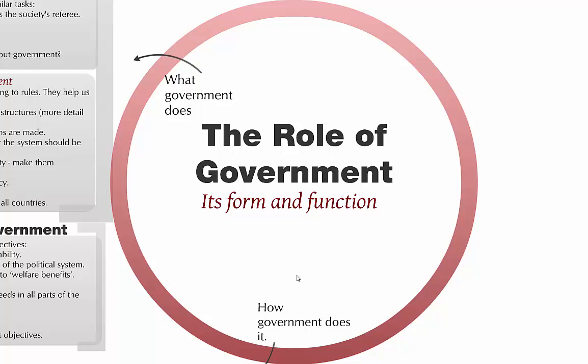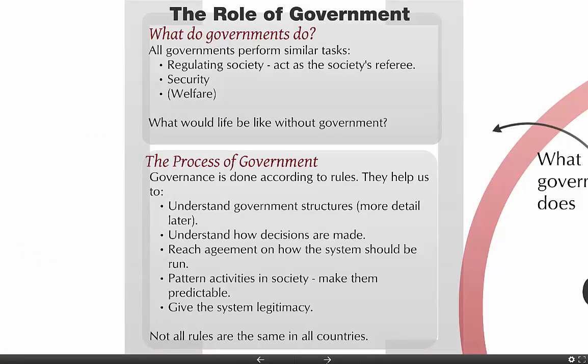This is a short overview of the role of government, which seems like a key area for study in political science. In this overview, I'm going to talk about its form and function, what it does, and how it works. So first, the role of government.